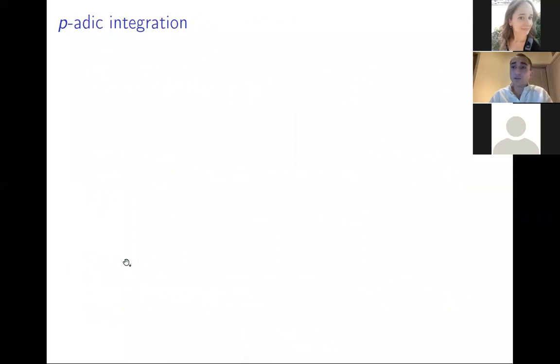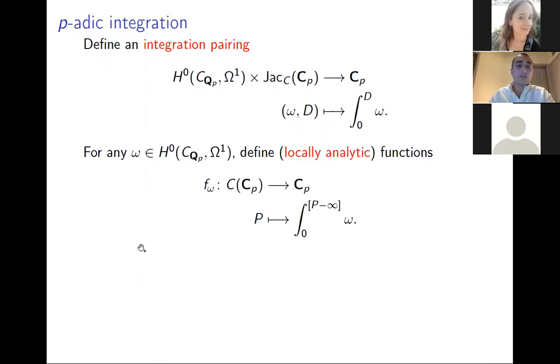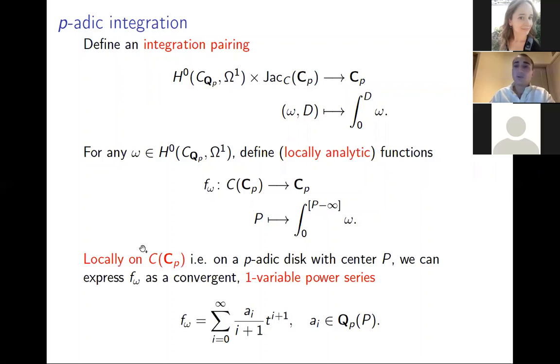So how does this go? We use p-adic integration, and so we can define an integration pairing. We take one-forms on the curve and a divisor on the Jacobian, and we can integrate them. And so for any one-form, we can define locally analytic functions on the C(C_p) points of our curve. So we take a point P and we integrate along the divisor P minus infinity. And how do you compute this? Well, it's actually very nice in practice.